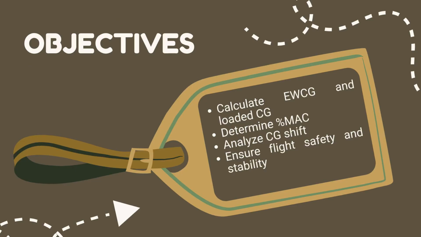In this video, we will discuss the fundamentals of aircraft weight and balance, focusing on how to calculate the empty weight center of gravity, loaded center of gravity, percent mean aerodynamic chord, and CG shift. These calculations are essential to ensure that an aircraft operates safely, remains stable in flight, and stays within its allowable limits. Understanding these concepts helps aircraft mechanics and pilots maintain proper loading and overall flight safety.